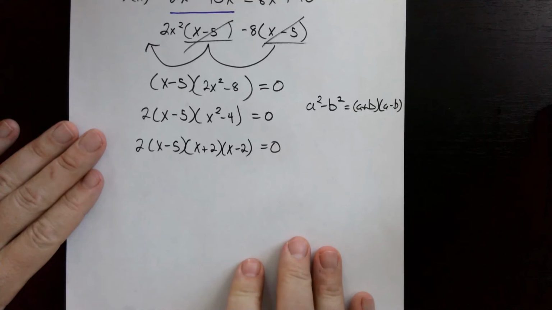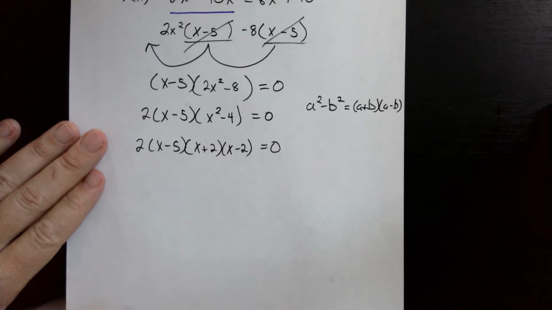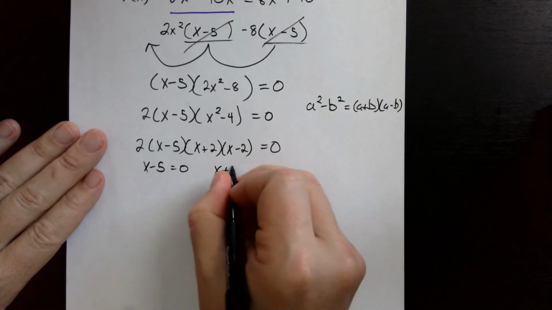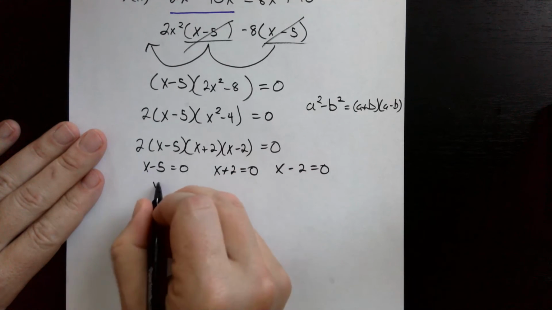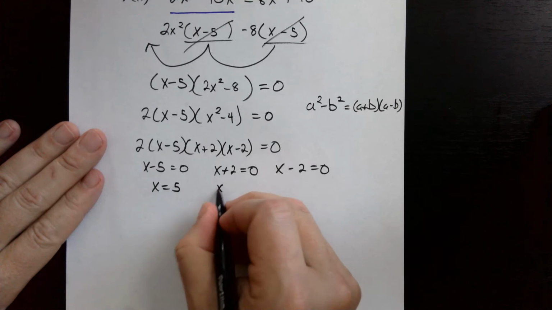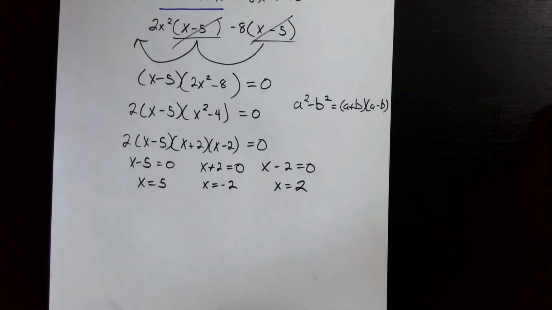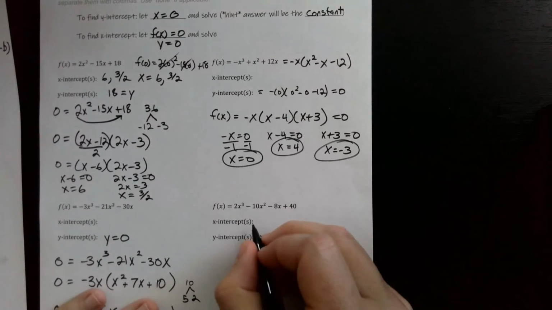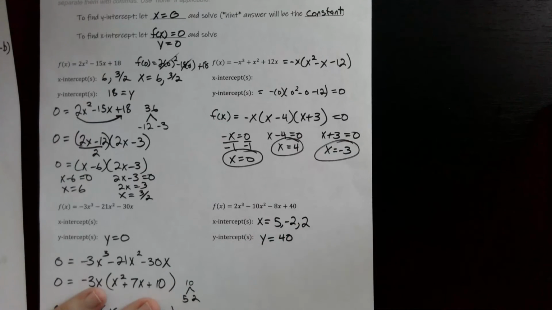Okay, and now that I have it completely factored, I can set all 3 of these equal to 0. So x minus 5 equals 0, x plus 2 equals 0, and x minus 2 equals 0. So that gives me x equals 5, x equals negative 2, and x equals positive 2. So going back to the problem, my x-intercepts are x equals 5, negative 2, and 2.